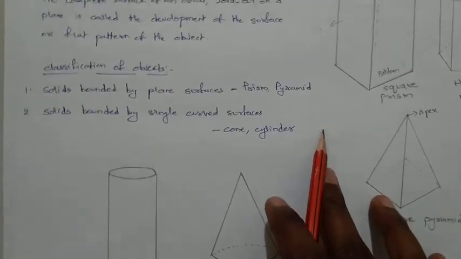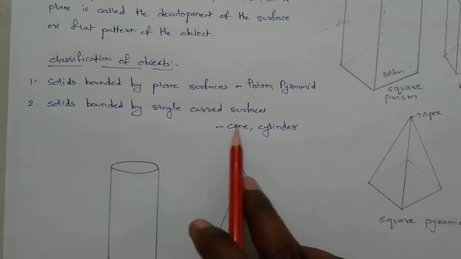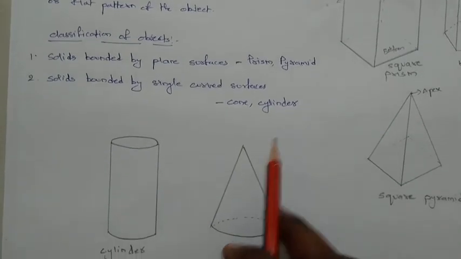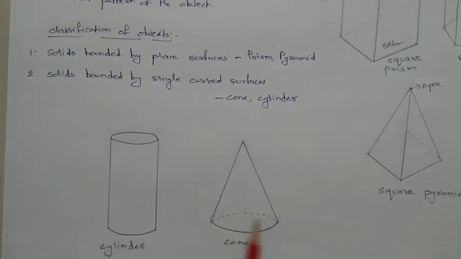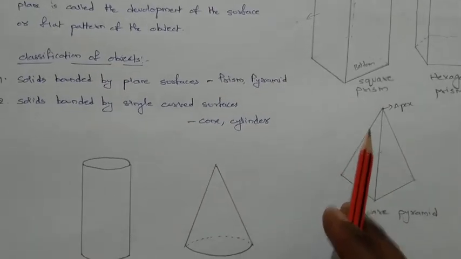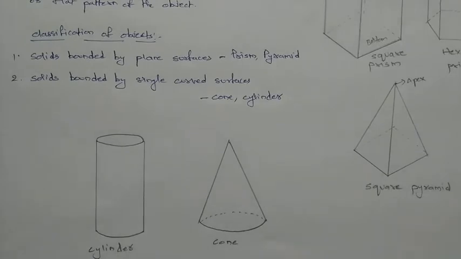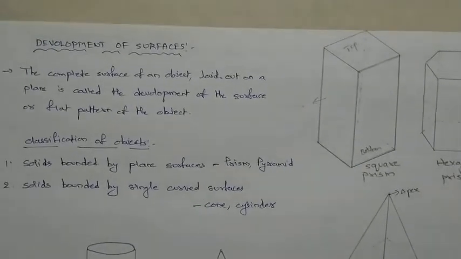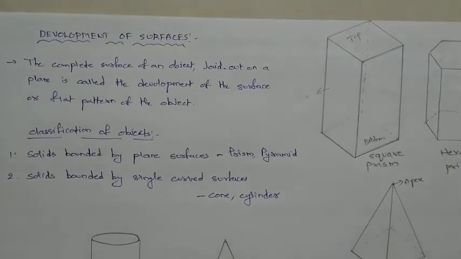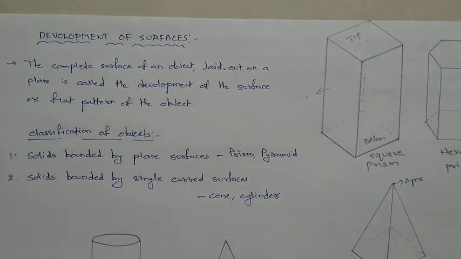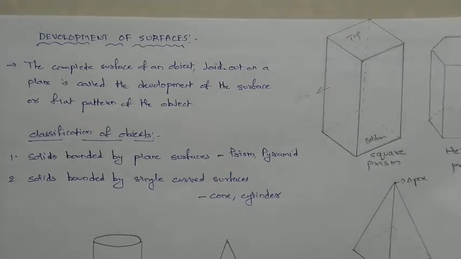The next one is solids bounded by single curved surfaces. Examples are cone and cylinder. So this is a cylinder and this is a cone. If you observe these two, the surfaces of the cylinder and cone are smooth. Unlike a square prism, we don't have any edges. We have a smooth surface here. So these are the two types, prisms and pyramids, and cone and cylinder, that we are going to discuss in this topic. I'm going to start with the first example, development of surface of a square prism.